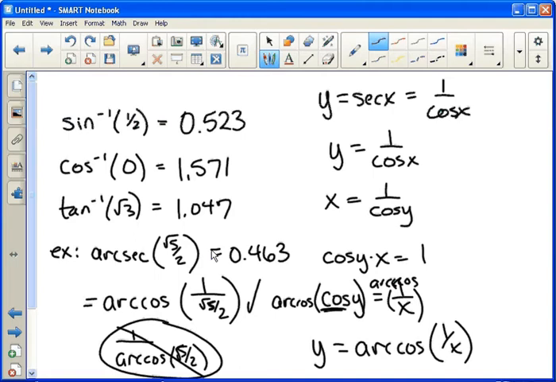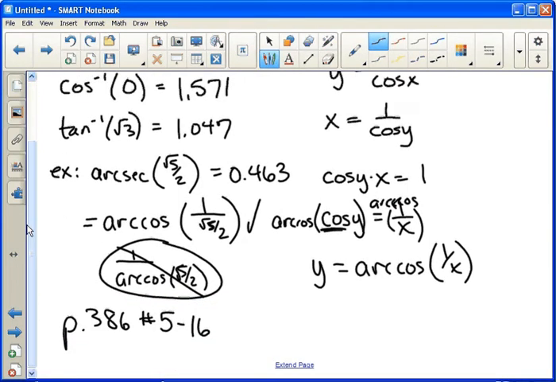To get some practice on there, you may want to turn to page 386 and do number 5 through 16. A few of them tell you to do it without a calculator. You don't need to worry about that. Just do them all in your calculator for the purposes of our course. Okay, if you want to pause and work on that, you certainly can. I'm going to put the answers up briefly so you can also pause and look at those if you want.